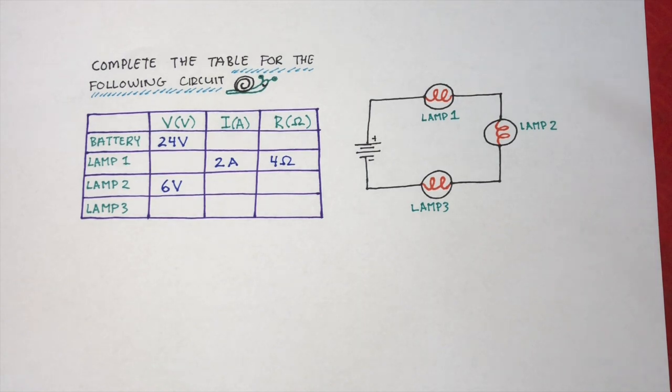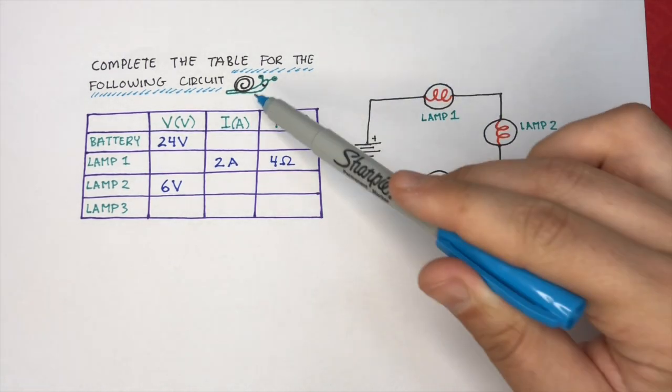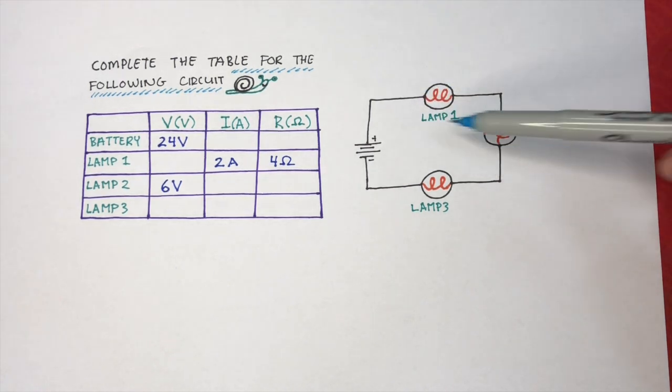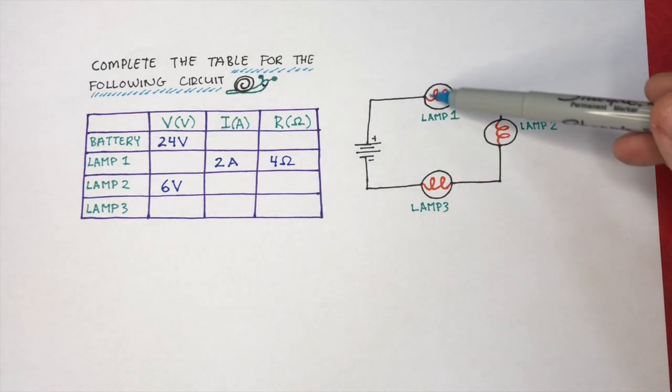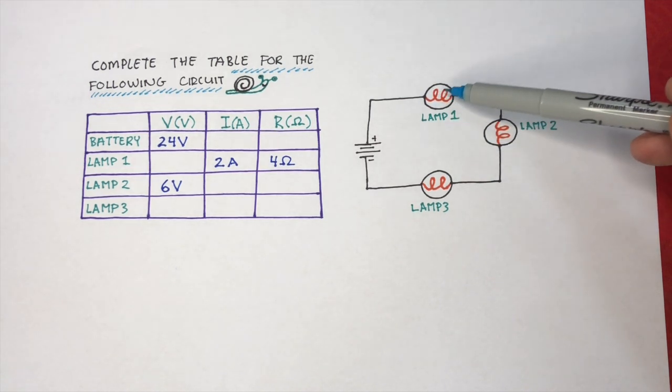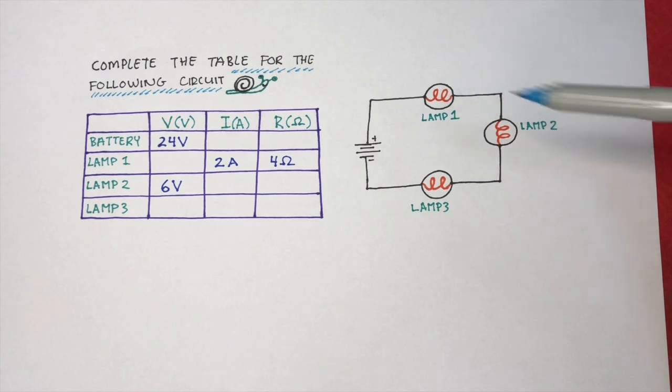So here we have a question that says complete the table for the following circuit, and there's a nice cute picture of a snail there. And we're given a series circuit. We know it's a series circuit because we have a battery followed by a lamp, a lamp, a lamp. Now a lamp turns electrical energy into light energy, but it can be treated like a resistor, where resistors convert electrical energy into heat energy.